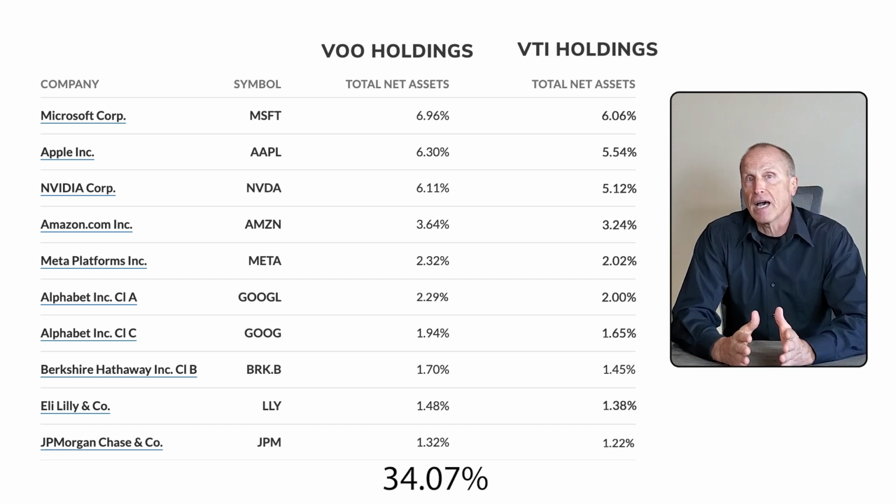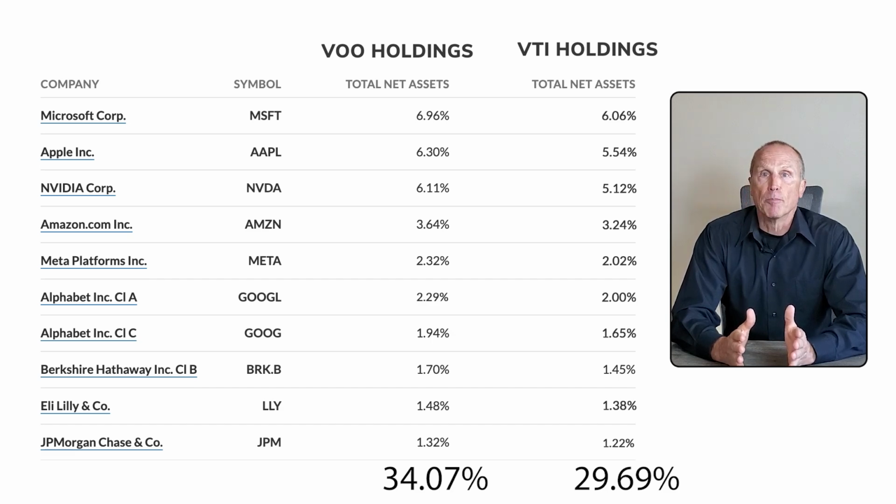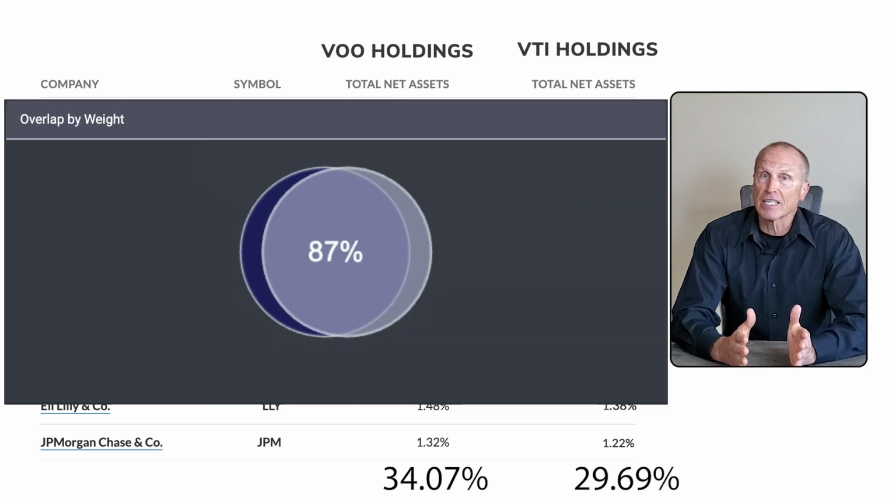And for VTI, the top 10 holdings make up 29.69% of the total investment. So there's just a subtle difference here. But because they are both market cap weighted and most of the money goes to the biggest 500 companies, the overlap between the two funds by how the money is invested is actually 87%.